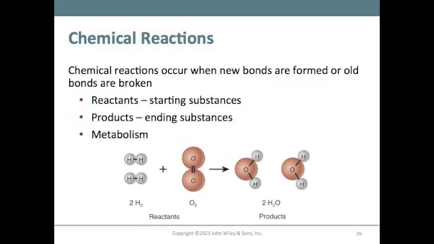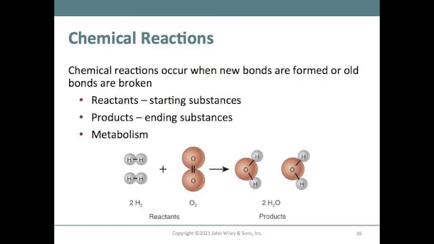Moving on, a chemical reaction occurs when new bonds form or old bonds break between atoms. Chemical reactions are the foundation of all life processes, and as we have seen, the interactions of valence electrons are the basis of all chemical reactions. Consider how hydrogen and oxygen molecules react to form water molecules. The starting substances, 2 hydrogens and 1 oxygen, are known as reactants. The ending substances are 2 molecules of H2O or water, and those are the products.